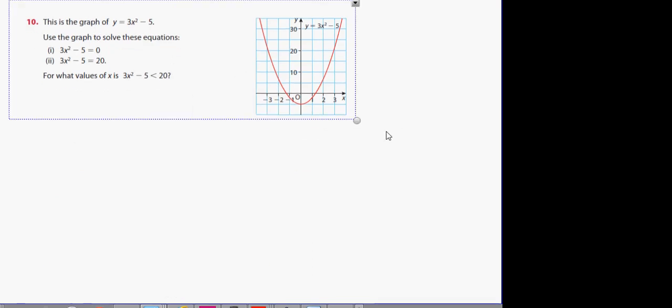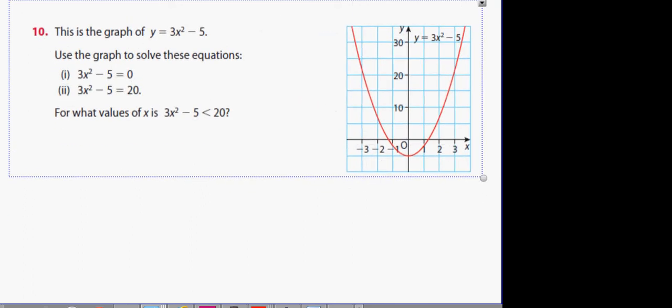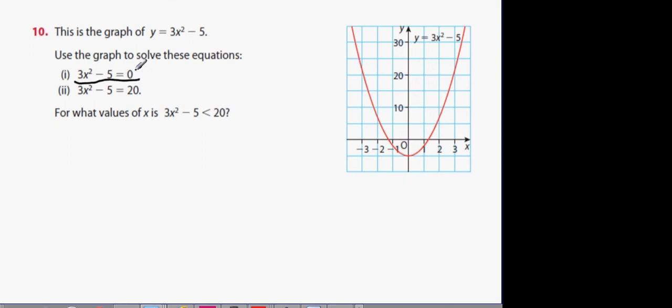This is the graph of 3x squared minus 5. Use it to solve the following equations. What's the answer to the first? What's the first equation rewritten as? Y equals 0. And where does y equal 0? Give me an estimate. Minus 1.4. Yeah. And the other one? Plus 1.4. Okay.